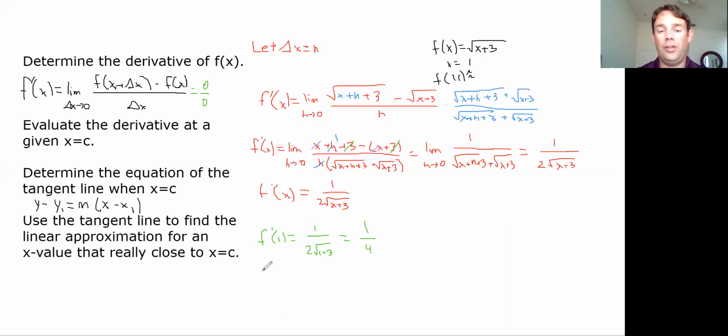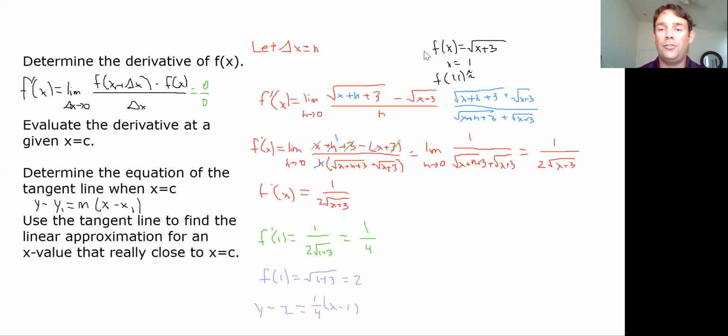Well, if I'm going to write the tangent line, I need to figure out what f of 1 is. Now we're on part C here. We plug it back into the original function, 1 plus 3, and I end up with 2. So that means the equation of my line tangent at x equals 1 is y minus 2 equals 1/4 times x minus 1.